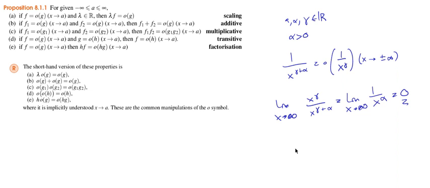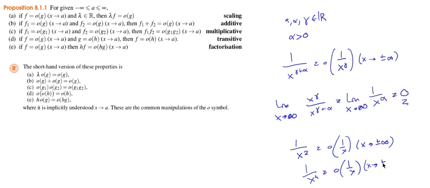So again, in other words, this means that 1 over x squared, for instance, is small o of 1 over x when x goes to plus minus infinity, right? Because that means that 1 over x squared goes to 0 much faster than 1 over x, and so forth for 1 over x to the 4th is small o of 1 over x, and so forth.